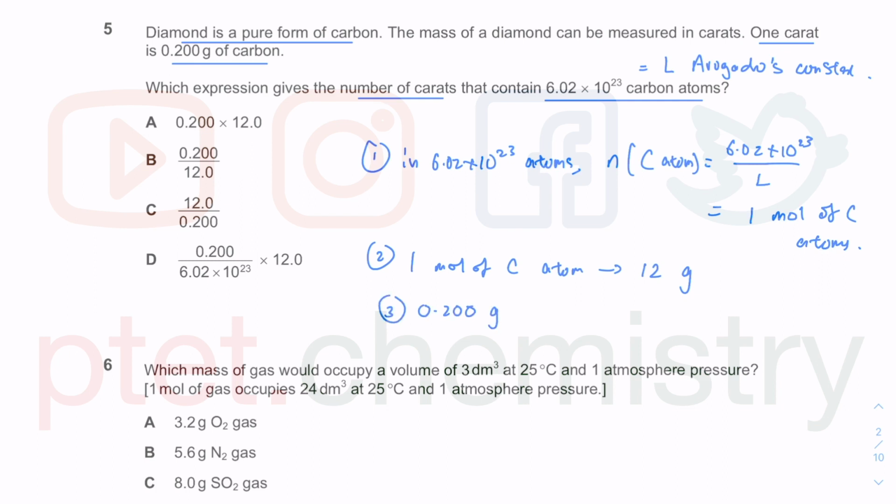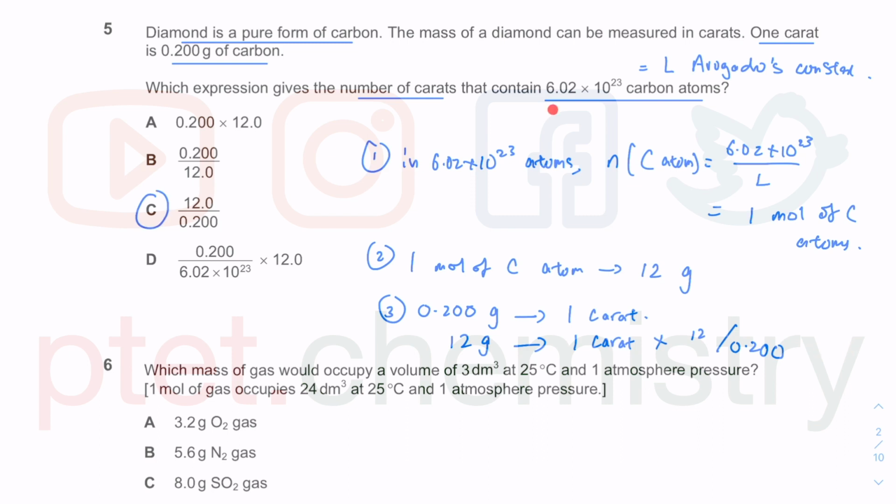If I just use a ratio, 0.200 gram is 1 carat. If I have 12 gram of carbon, I'm going to have 1 carat times 12 over 0.200. So 12 divided by 0.200, that's going to give me the exact number of carats of carbon atoms.